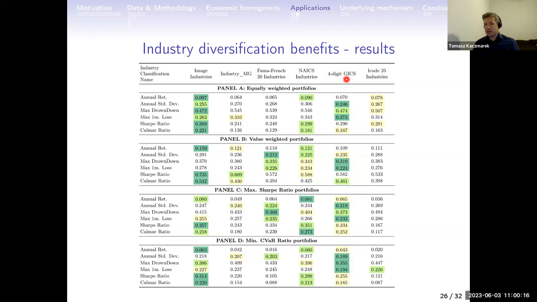And the second best scores are represented with global industry classification standard. The third, in fact, is NAICS, but what we see here is that Hoberg and Phillips classification that works with text has much worse results than the image industry classification.